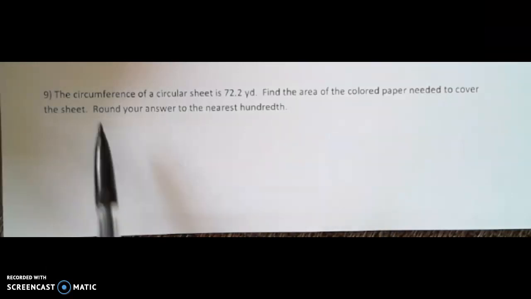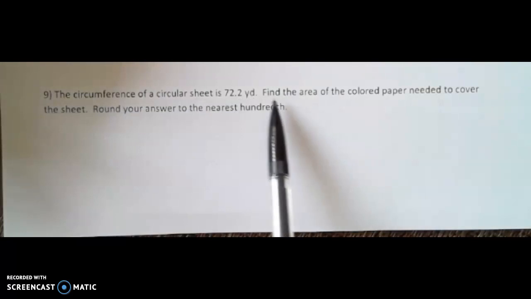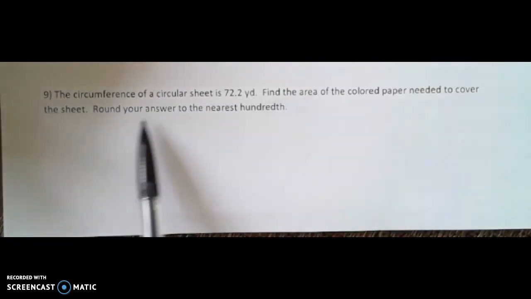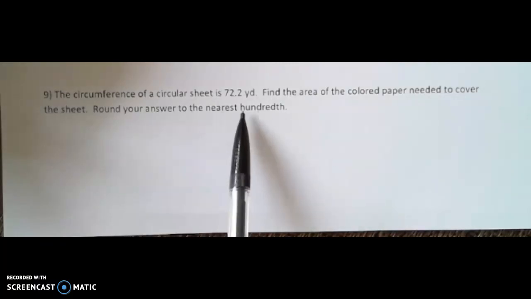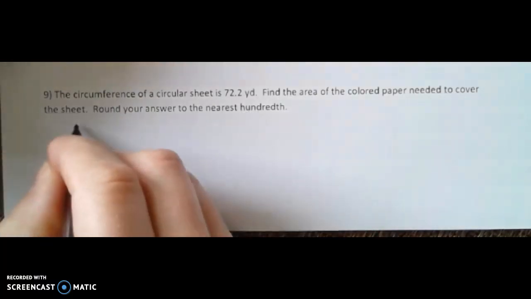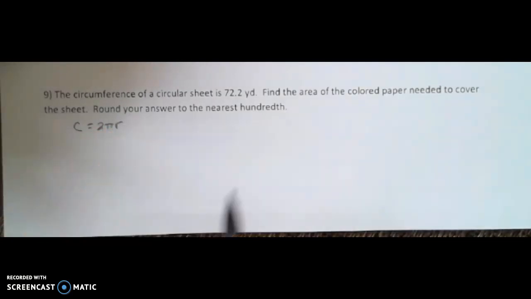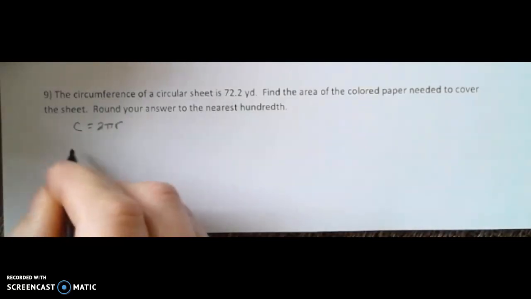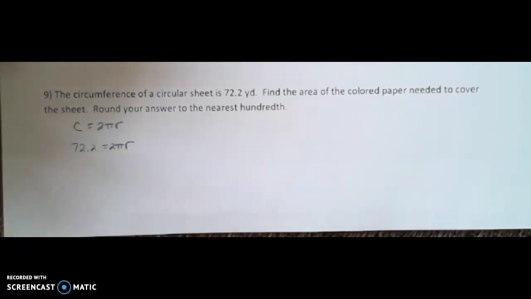In number 9, they tell us the circumference of a circular sheet is 72 2/10 yards. Find the area. Round your final answer to the nearest hundredth. Not all answers, just your final answer. So we'll start with the circumference formula. C equals 2 pi r. And we're going to substitute in the circumference. 72 2/10 equals 2 pi r. So let's get the radius.